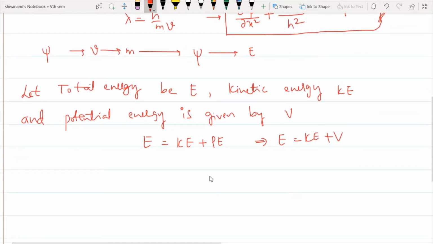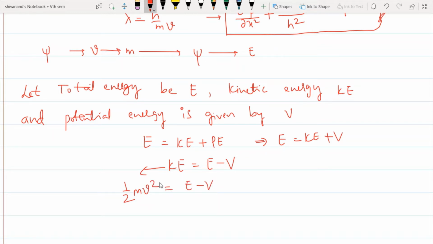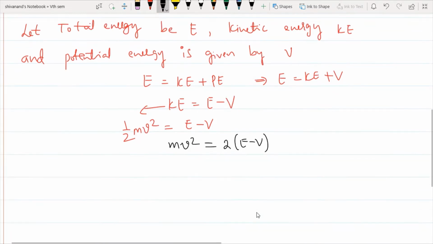Here we can extract the kinetic energy: kinetic energy is equal to total energy minus potential energy. As we know, kinetic energy is half mv², so half mv² = E minus V. From this, mv² = 2(E minus V). If we multiply both sides by m, we get m²v² = 2m(E minus V).